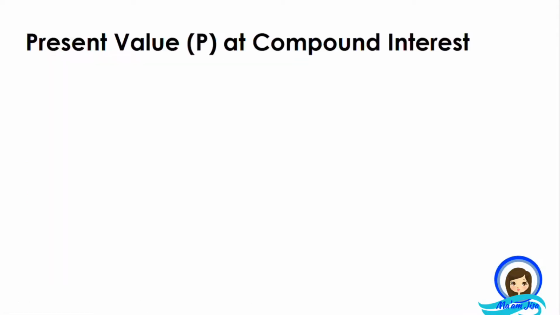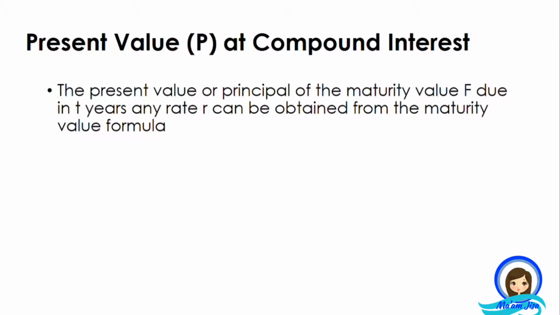The present value at compound interest. The present value or principal of the maturity value F due in T years, at any rate R, can be obtained from the maturity value formula. We all know that this is the formula in finding the future value for compound interest. To solve for the present value, we will just have to manipulate this formula, and this is how it is done.